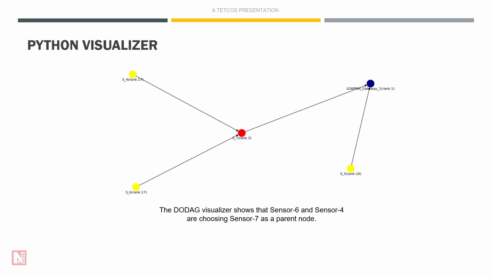This visualization reinforces how the malicious node disrupted the network by misguiding neighboring sensors and intercepting their traffic.